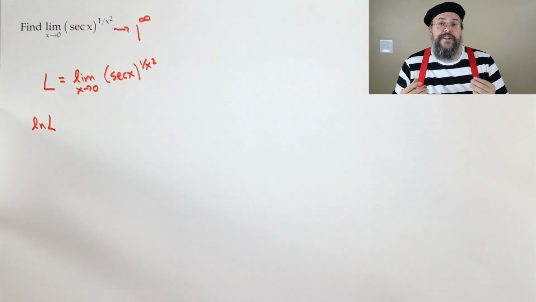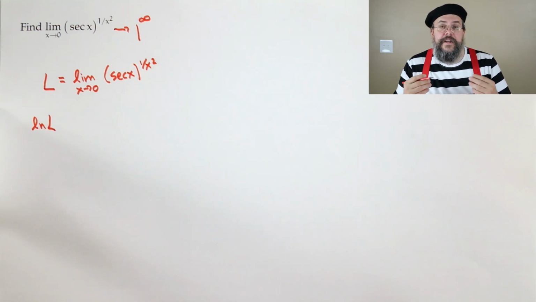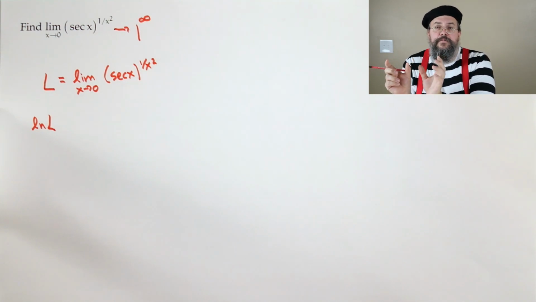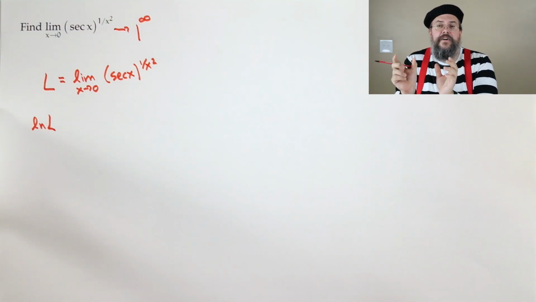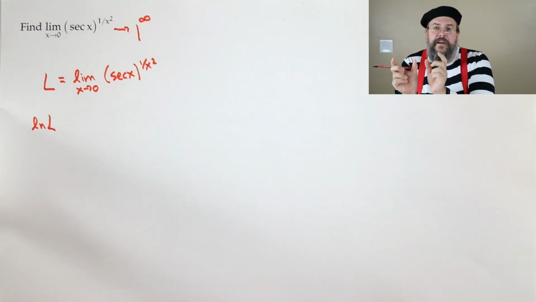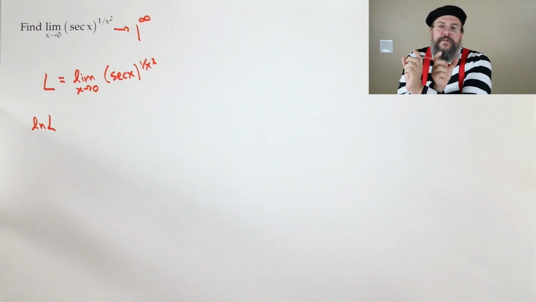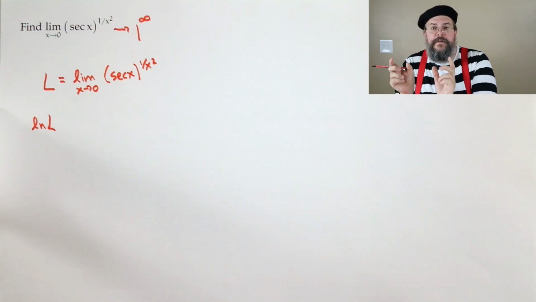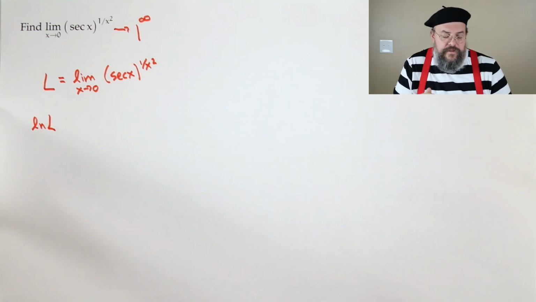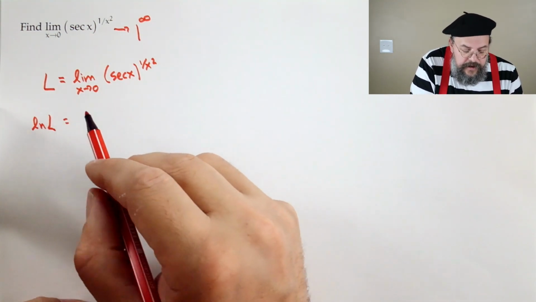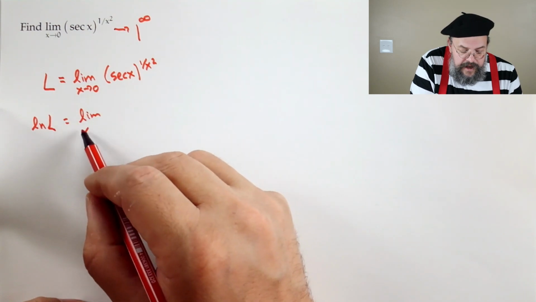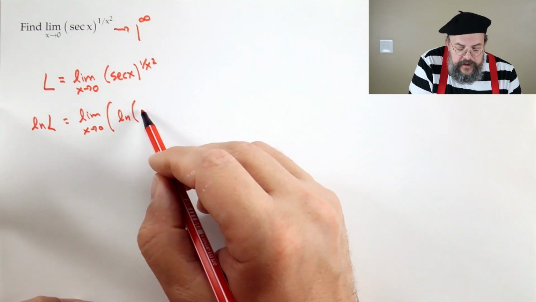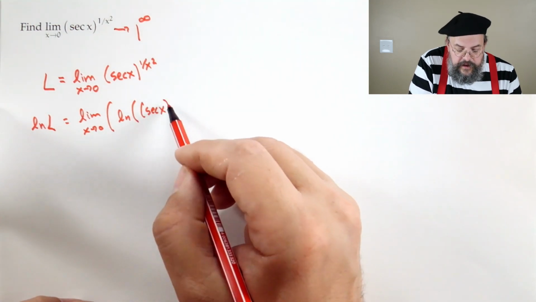Logs are continuous functions. Now, whenever you have a continuous function, if I'm taking a limit of a continuous function of stuff, I can move the limit inside. So here I have a limit of a log, so I can swap. Really I should say a log of a limit becomes a limit of the log. So I can swap the roles. So this is really the same as the limit as x goes to 0 of the log of secant of x to the 1 over x squared.